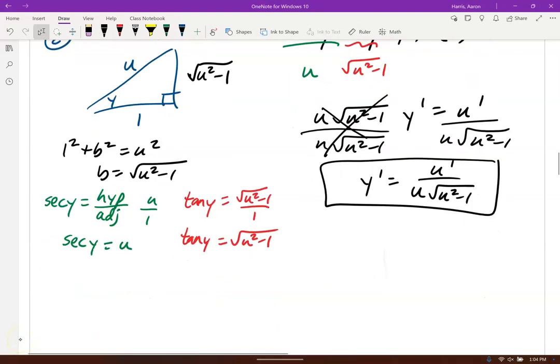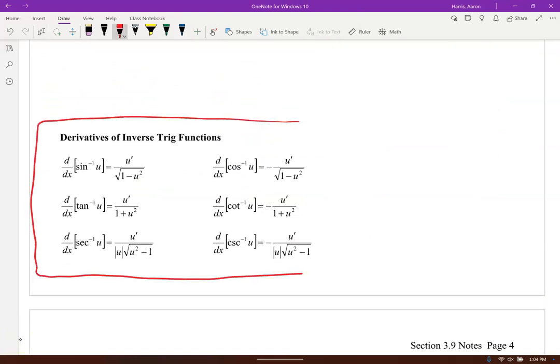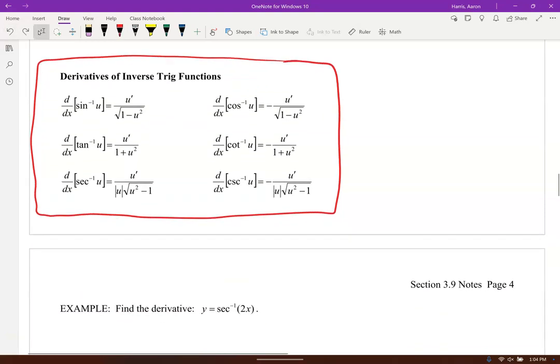So that brings us to all these formulas, and these are what we're going to use now. We proved two of them. That was the one we just did right there, and we also did that arc sine one up here as well, the very first one, top left. So let's use the formulas now so we don't have to prove every one of these.